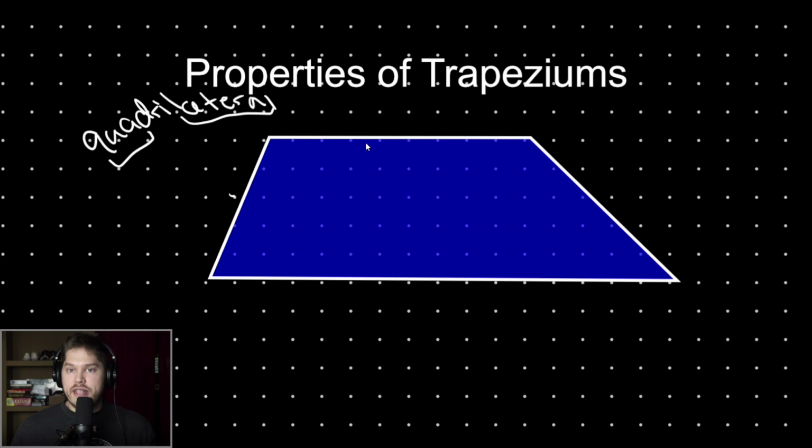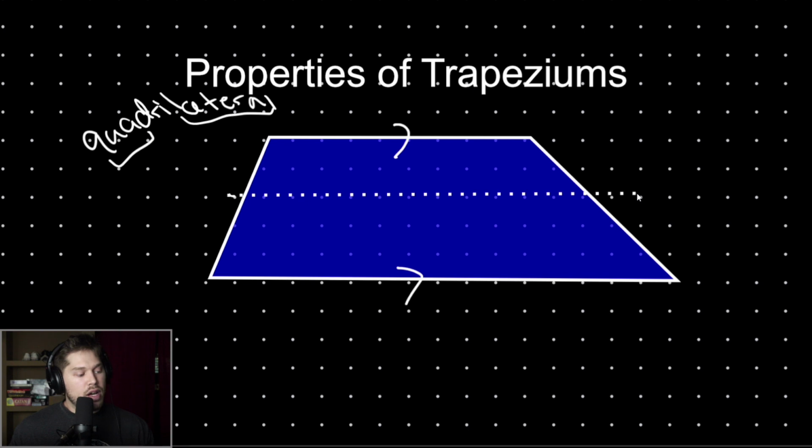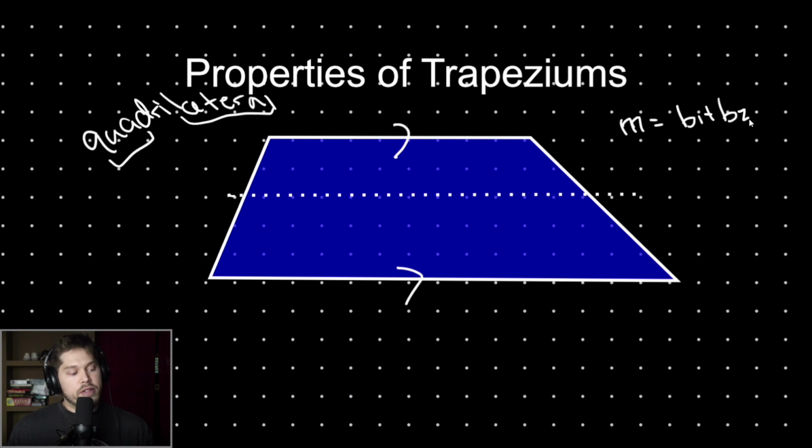So the definition of a trapezoid is a quadrilateral with one pair of parallel sides, and also the mid-segment of a trapezoid is defined to be the average of the sum of the bases. So base 1 plus base 2 divided by 2 is the mid-segment. So that's the definition of a trapezoid.